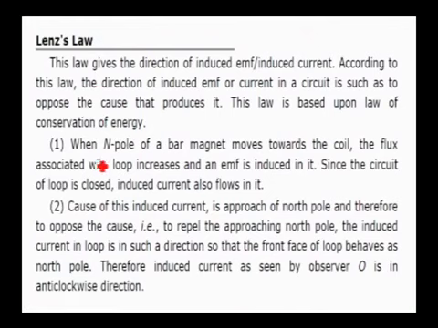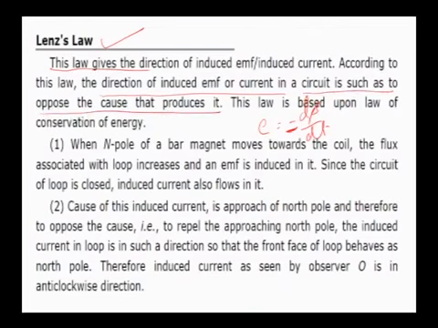And as I said in the previous slides, we have an expression for induced EMF as E is equal to minus d phi by dt, the negative sign significance. So Lenz's law will give the direction of the induced EMF. How does it explain the direction of induced EMF? According to the statement, the law gives the direction. So according to this law, the direction of the induced EMF or current in a circuit is such as to oppose the cause that produces it.